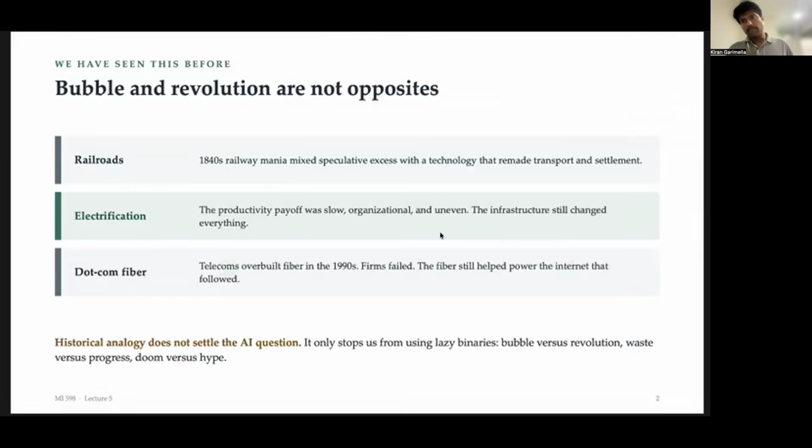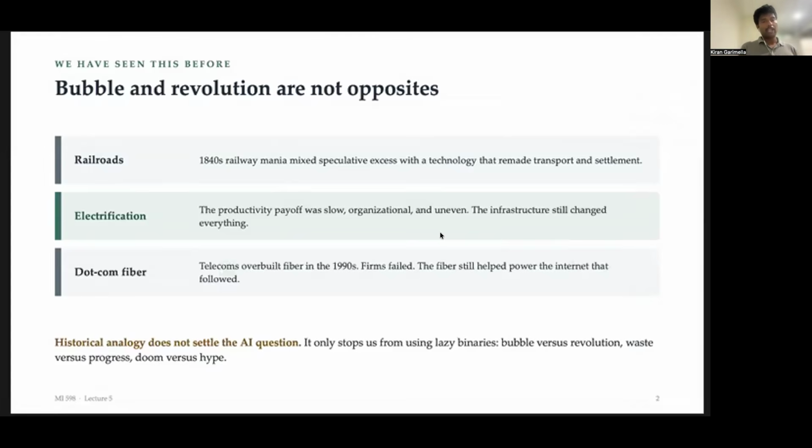So obviously, there is a flaw here in comparing these different technologies. It doesn't mean that, because railways or electricity or dot-com fiber had the sort of boom and bust, or the bubble and revolution effect, AI will have that same effect. We cannot be sure.